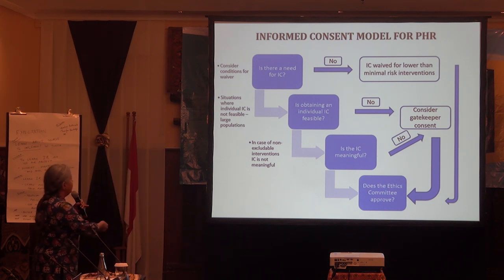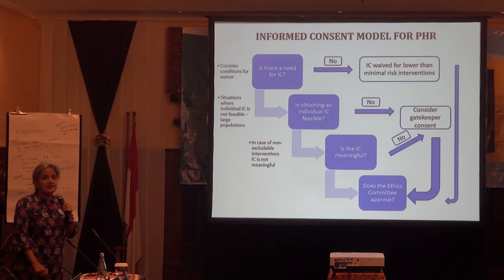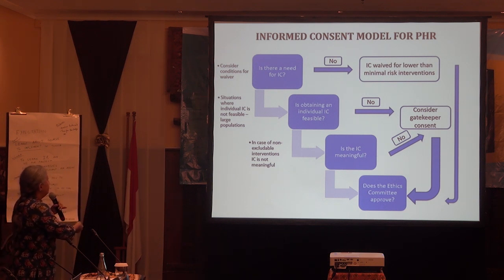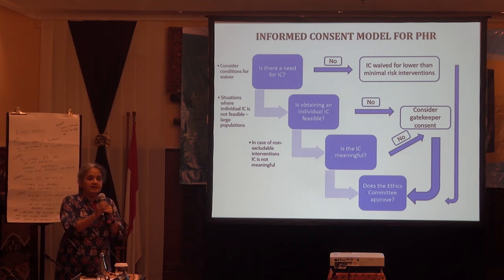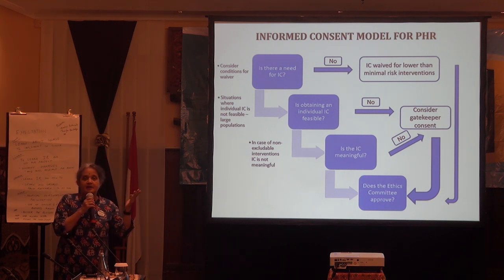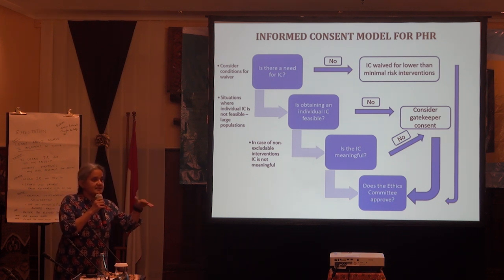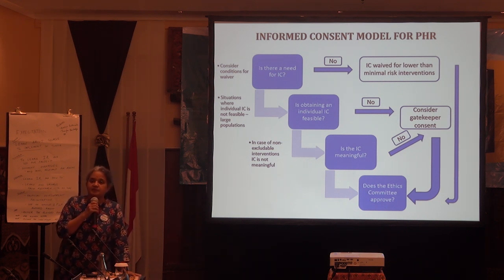Then comes the question of having an individual informed consent form. For non-excludable interventions, it is really appropriate that every individual participating in the study gives an informed consent. So while looking at your study, you need to see: can I ask for a waiver, or can I do a community consent, or is it necessary for me to do an individual informed consent? If yes, who are my study participants? What kind of data am I collecting? And how am I going to do informed consent?